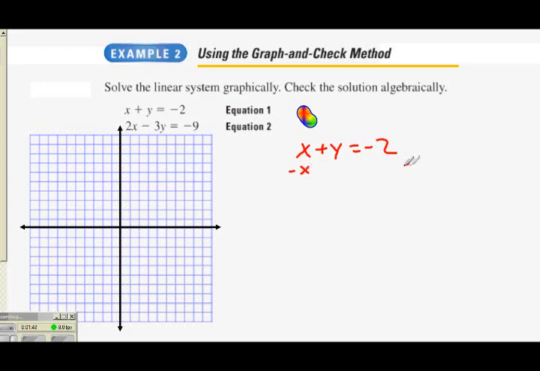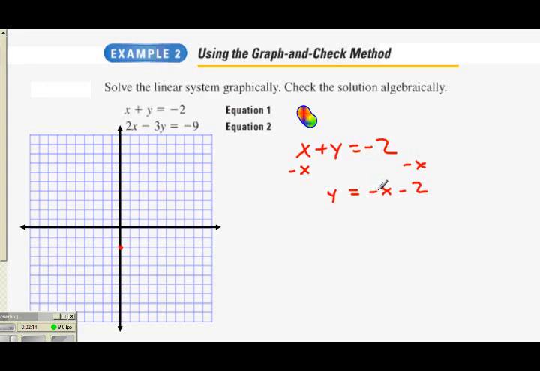So by adding a negative x to both sides, I get y equals, and I'm actually going to write the negative x first and then the negative 2. This is in a form I can graph. So let's go ahead and graph that. My y-intercept, or the b, is negative 2. So I'm going to come down here to negative 2, put a little red dot.